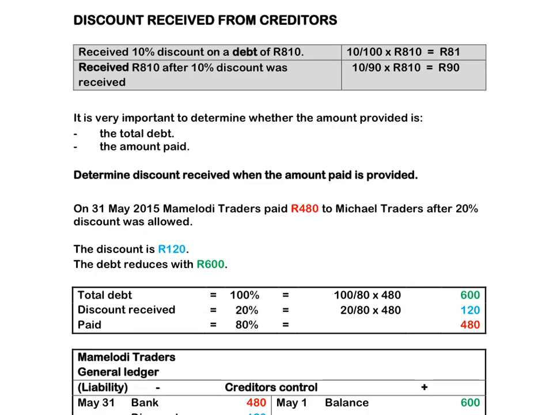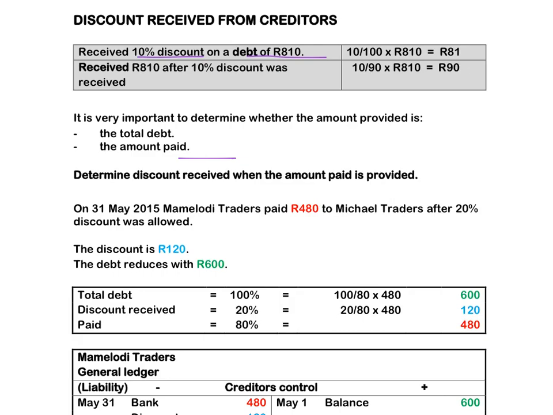Good morning. We will pay attention to discount received from creditors when we pay our account in time to receive the discount. It is very important to determine whether the amount provided is the total debt or whether it is the amount paid. Receive 10% discount on a debt of 810. So that means the debt is given.